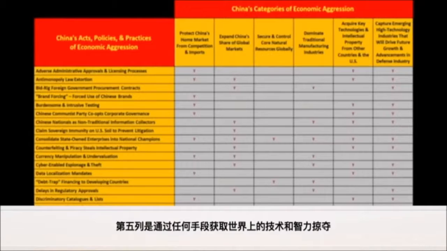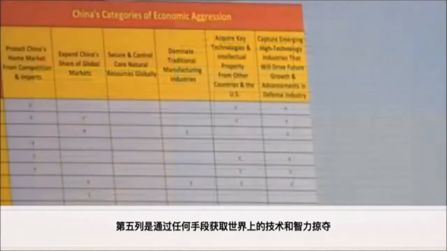Column 5 is to acquire the technologies and intellectual property of the world by any means necessary for the purpose in column 6 of capturing the emerging industries of the future, artificial intelligence, robotics, everything in between, the kinds of industries going forward where our sons and daughters and their children will find the good jobs at good wages in the future economy. And then the left column going down, I call it my Paul Simon chart, the 50 ways basically to leave the American economy behind.